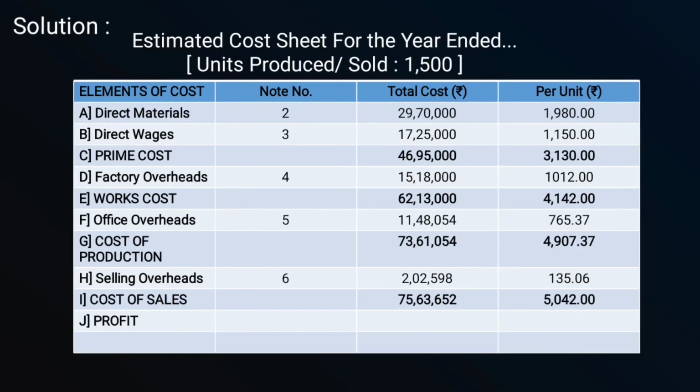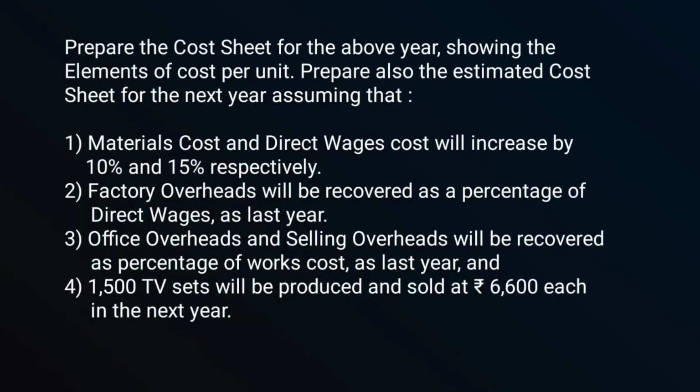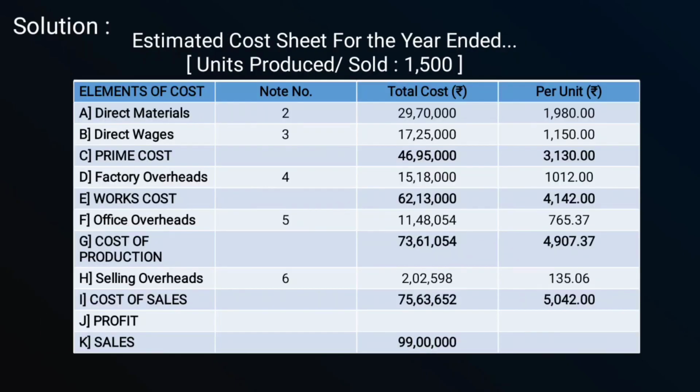Part J, profit. Part K, sales. So the sales information is given. 1,500 TV sets will be produced and sold at rupees 6,600 each in the next year. So the sales amount will be rupees 99 lakhs. Cost per unit will be 6,600 per unit and the balancing amount will be the profit amount, which is 23,36,348 and cost per unit amount is 1,557.57 per unit.